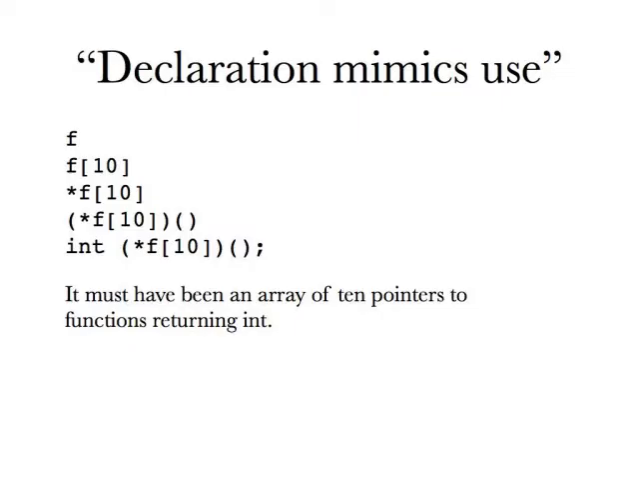Sometimes we build up more complex declarations like this in stages with typed f. But the key to understanding even simpler declarations, like int *f[10], is that declaration mimics use. Here we subscript it and then dereference it and get an int, therefore it must have been an array of 10 pointers to int.